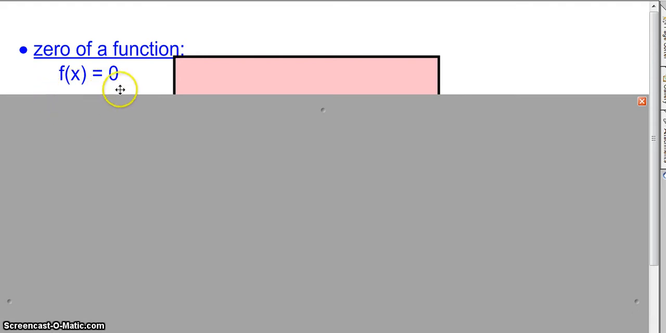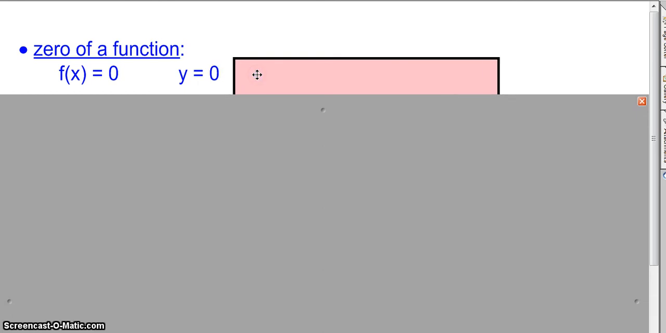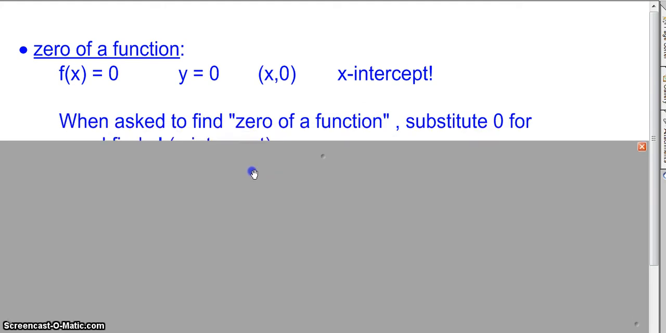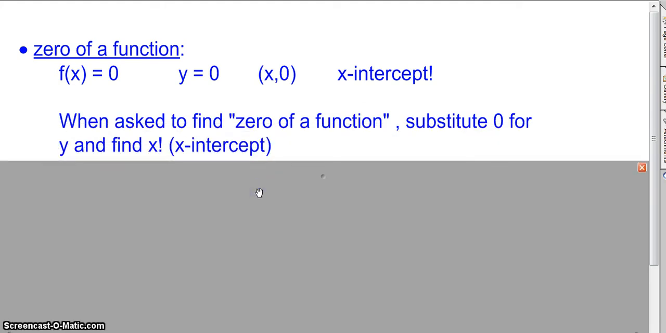If we say that y equals 0, and we discover the x coordinate, what kind of point do we have? Imagine a coordinate plane. When y equals 0, you are not flying anywhere, and you have an x-intercept at that point, okay? So when we find the zero of a function, we are locating the x-intercept. So when you're asked to find the zero of a function, just substitute 0 for y and find x.